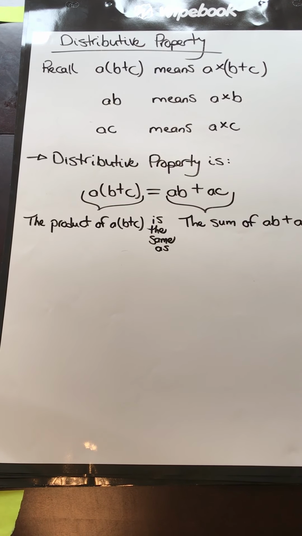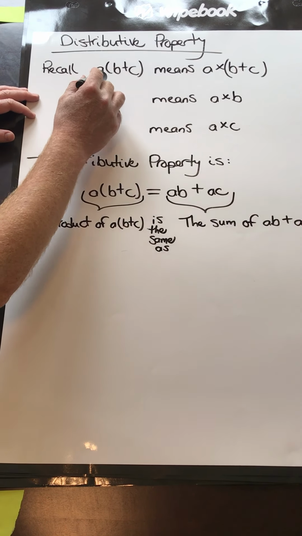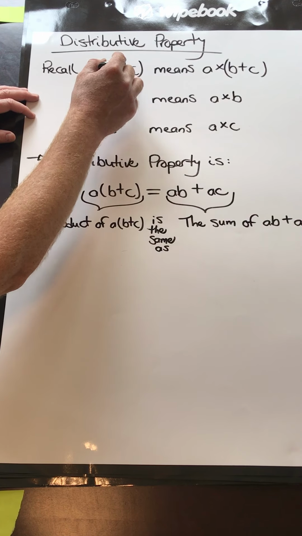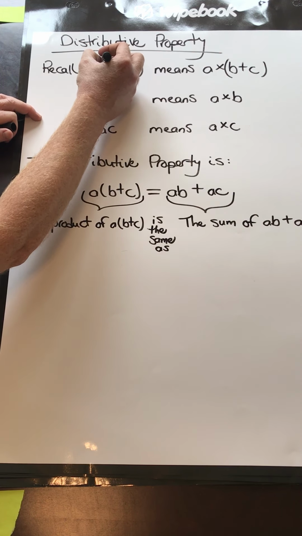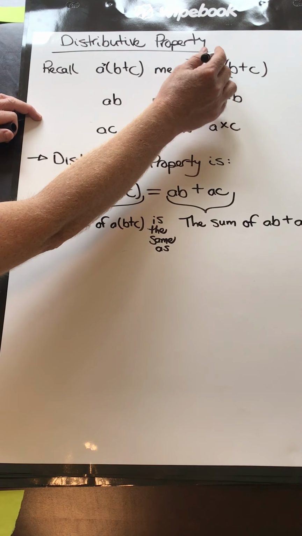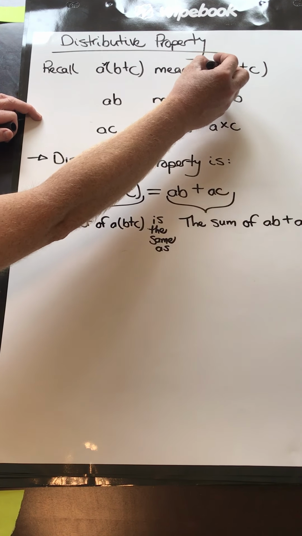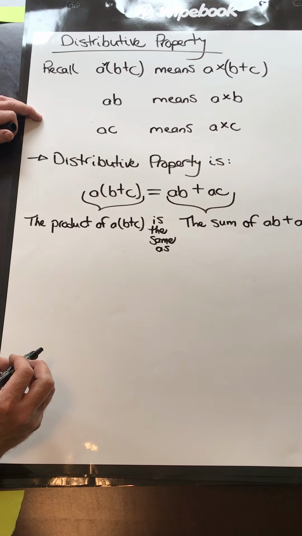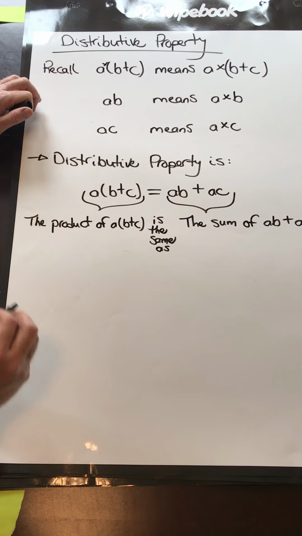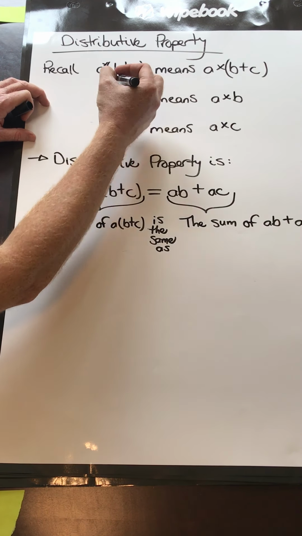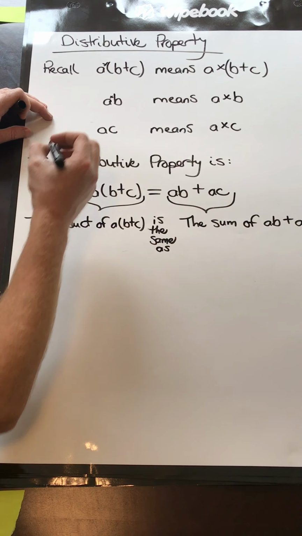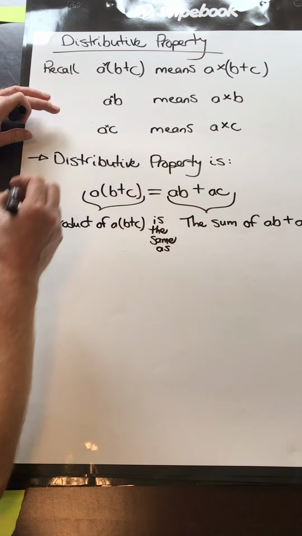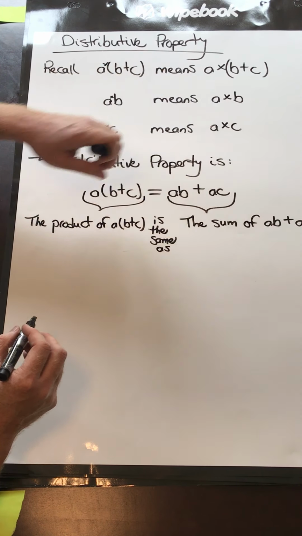You may recall that A and then bracket B plus C means, well, what does this mean here? That means there's an itty bitty times sign, and we show that there. That's a times right here, multiply. And we know that AB, and there's an itty bitty times in here, so that means A times B. And AC means that there's an itty bitty times in there, so that means A times C.